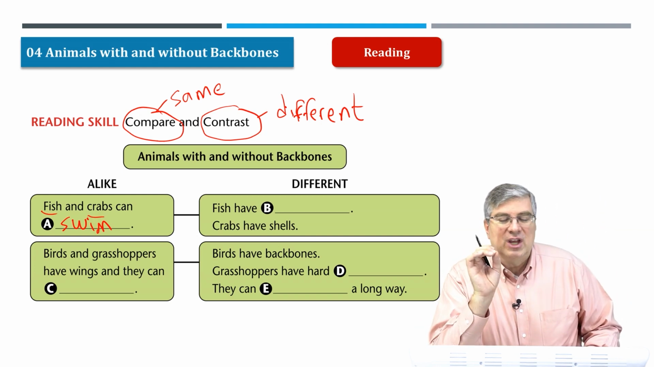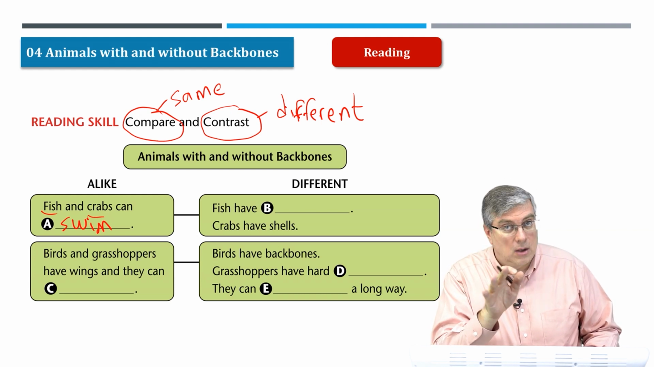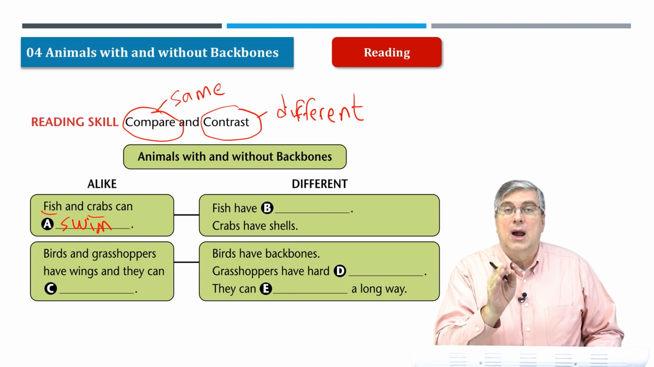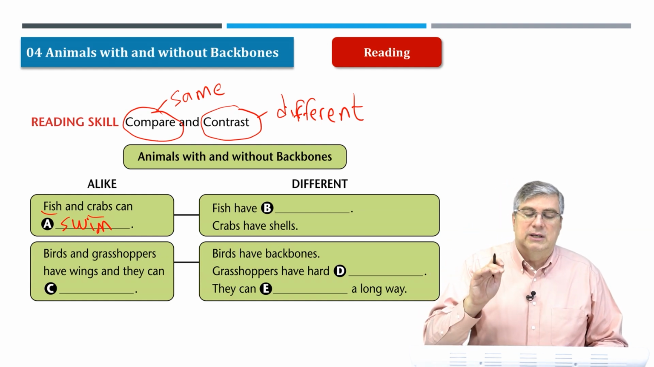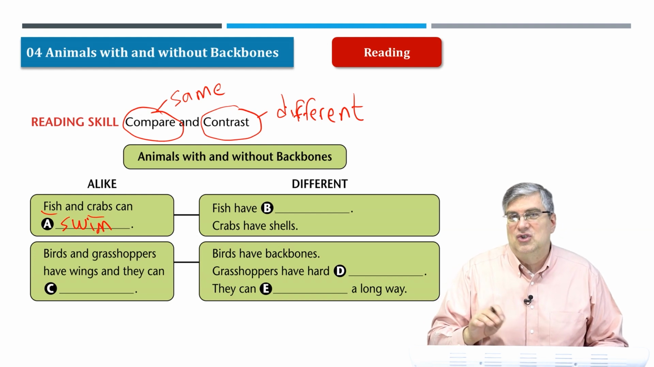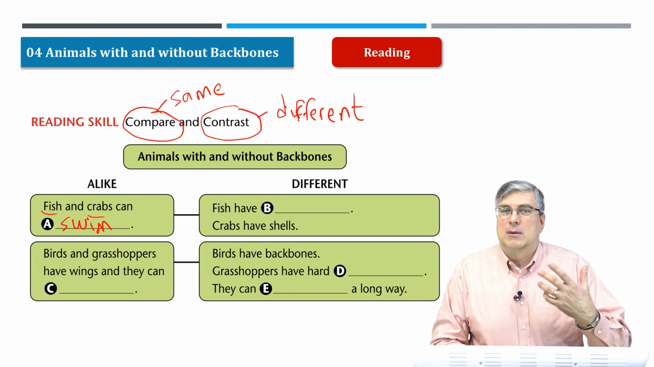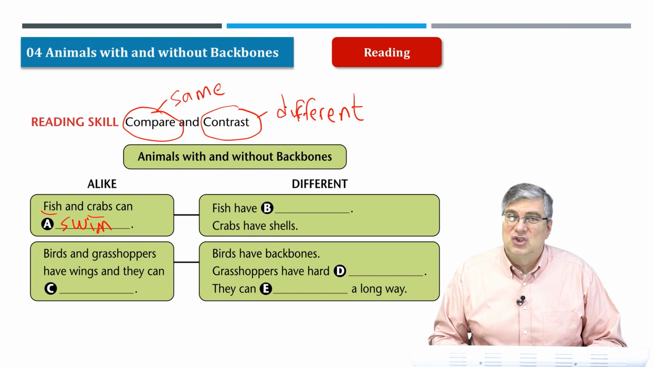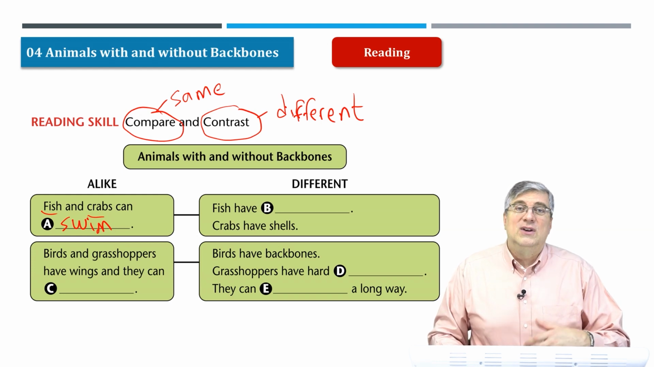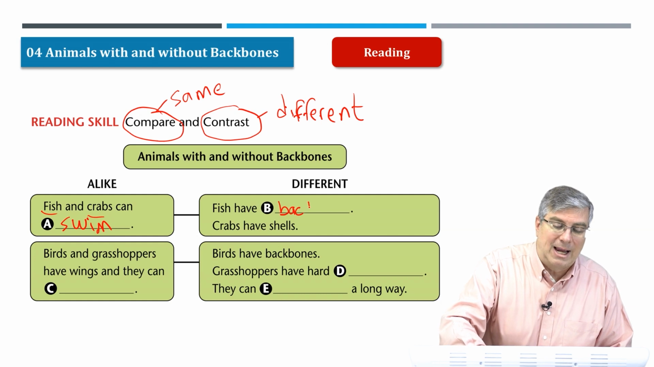That is how fish and crabs are the same, right? In that way, not always, but in that way, they are the same. They can both swim, but they are also different because fish have backbones, crabs have shells. Well, what is the whole idea of this unit? We're talking about animals that have backbones and animals that don't have backbones. Crabs have shells, and fish have backbones, right? So that's our word there. Backbones. Crabs don't have backbones.